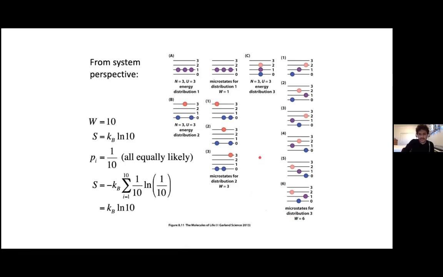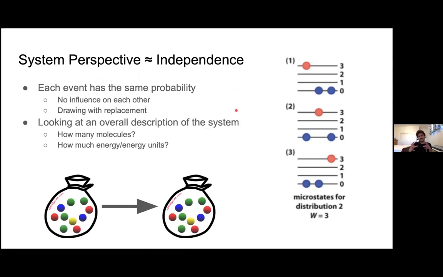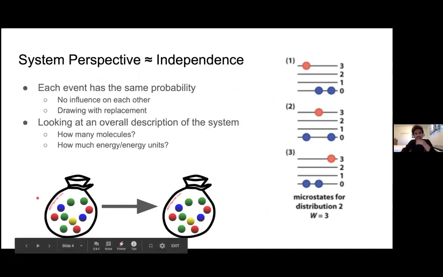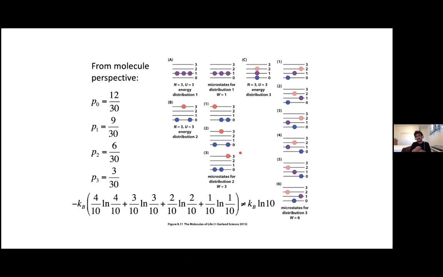And they're equal. I like to think about this system perspective or state perspective as sort of like independence in probability, like your coin flips. Each coin flip you do is an independent event, the same way each microstate here has an equal probability. Another way you can think about it is drawing from a bag of marbles with replacement. So if you draw out one marble, the next time you draw, you're going to replace it again. So you're always drawing with the same amount and same type of marbles. The probability doesn't change.